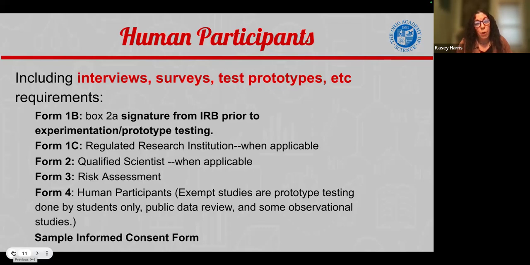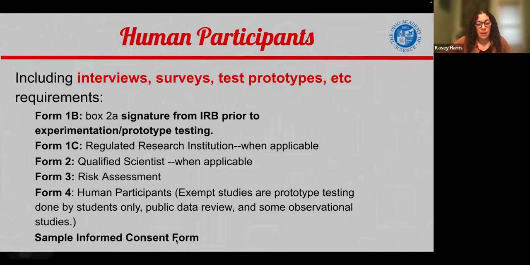If this project requires a qualified scientist, you will need Form 2. All human participant projects require Form 3, the risk assessment, all of them. So at the very minimum, you'll need Form 3 and Form 4. This is the human participants form. And then the sample informed consent form.